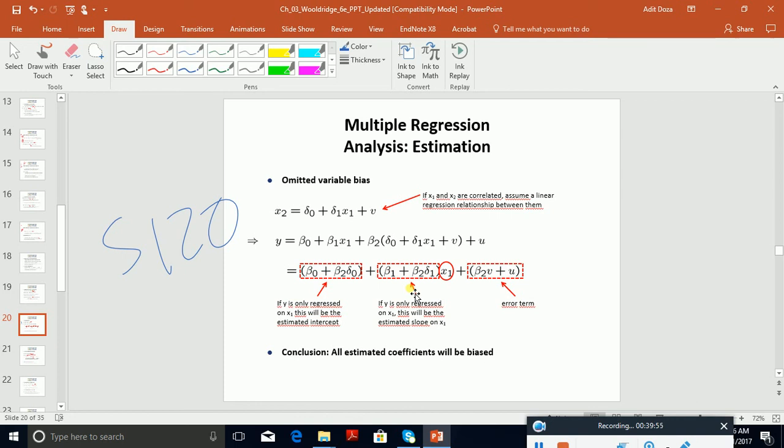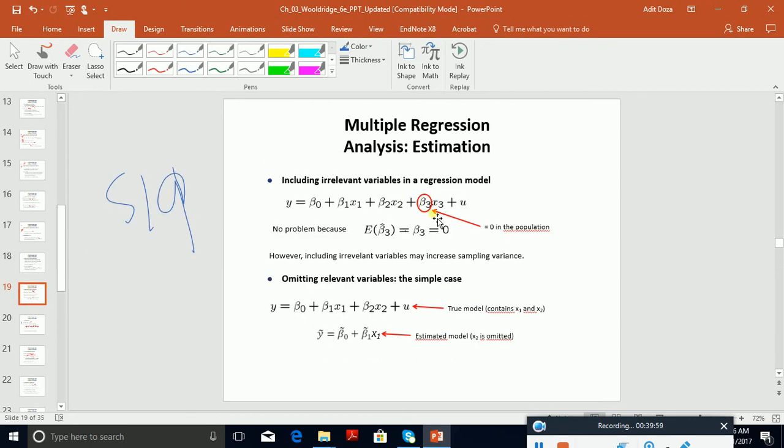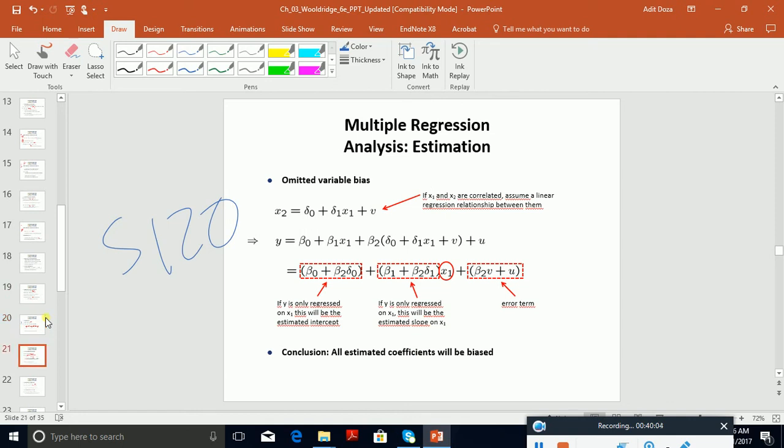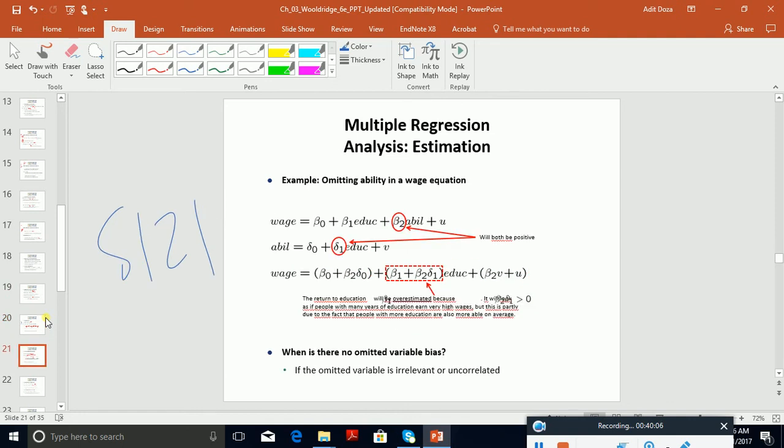So omitted variable bias would bias the coefficients if you drop one of the important variables from your model, right? Like when we are estimating a wage equation, what important characteristics do you think you need for your independent variables? Estimating wage, you need education, you need experience, and you need ability maybe, right?